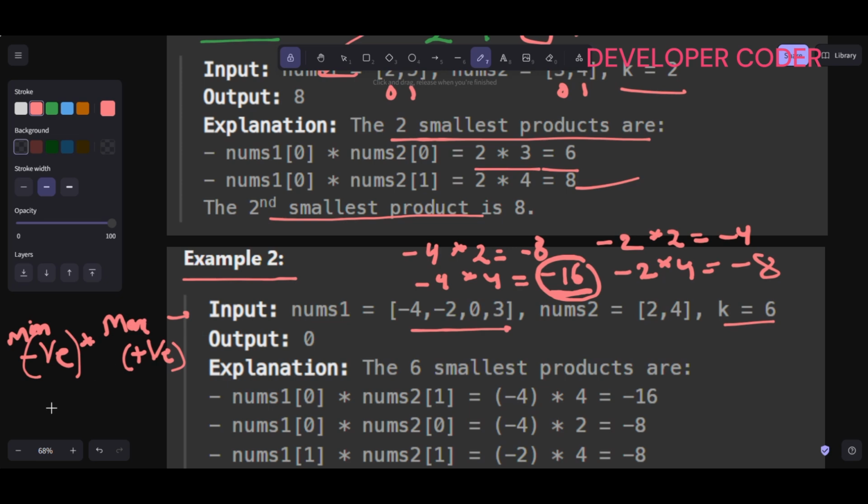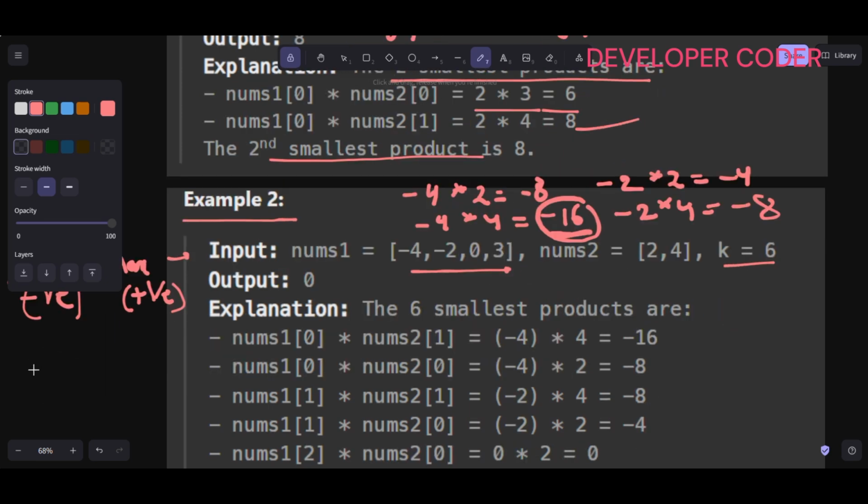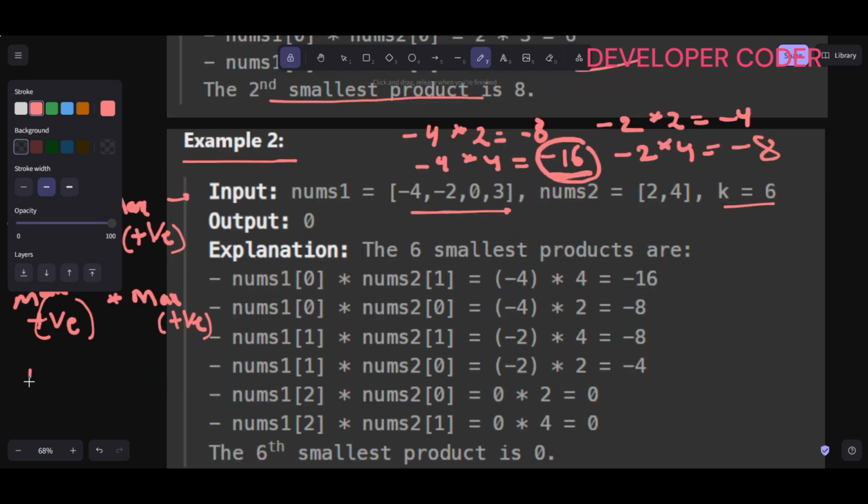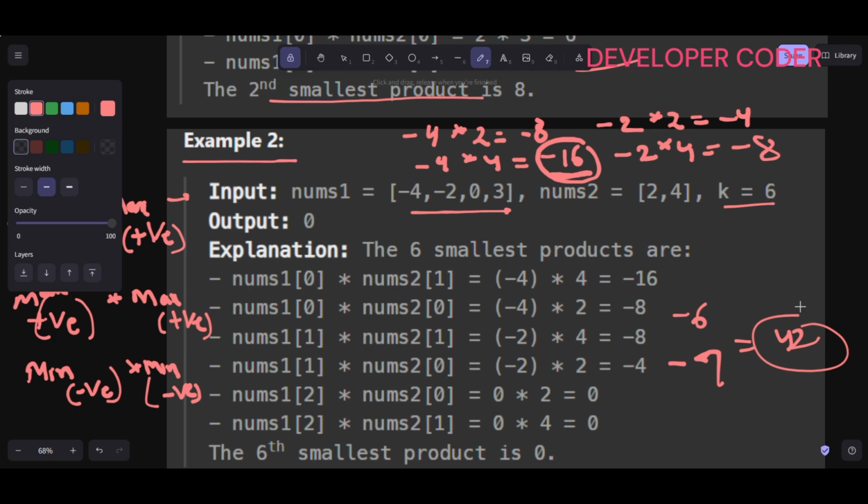And when we are going to get the max? When we multiply the max positive integer from one array with the max positive integer from another array, then we are always going to get the max. And there is one more scenario: we can get a max positive value also when we multiply the minimum negative integer from one array with the minimum negative integer from the other array. So here, let's suppose in nums1 the minimum is minus 6, and in nums2 the minimum is minus 7, so you are going to get 42. That's a max value, right? So these are just a few scenarios. Here in this case, we have to find k equal to 6.